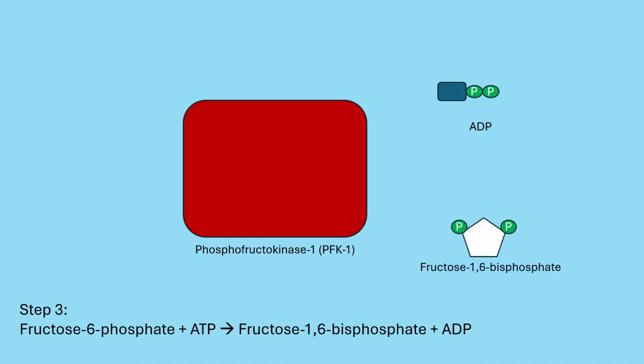This step is irreversible and is considered the key regulatory step of glycolysis, because once fructose 1,6-bisphosphate is formed, the cell is fully committed to completing the pathway.